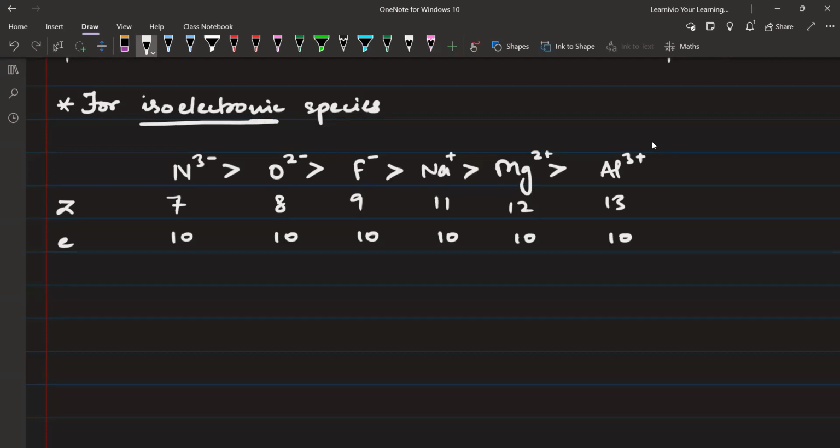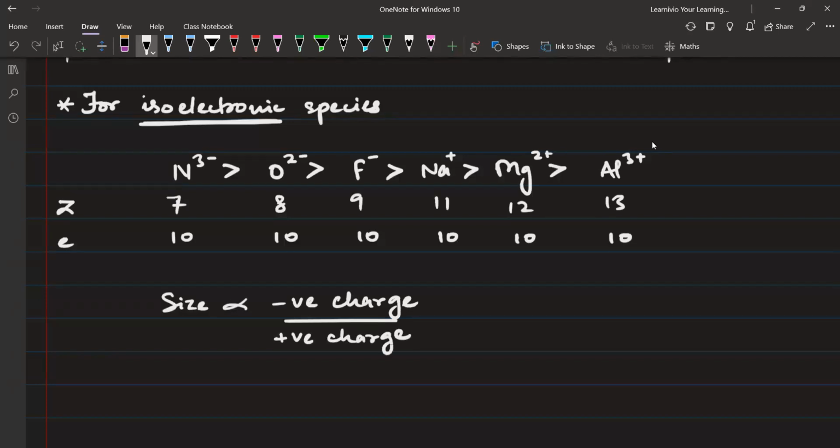And for isoelectronic species, we can say that size is directly proportional to the negative charge. The larger the negative charge, the larger will be the size, and it is inversely proportional to the positive charge.